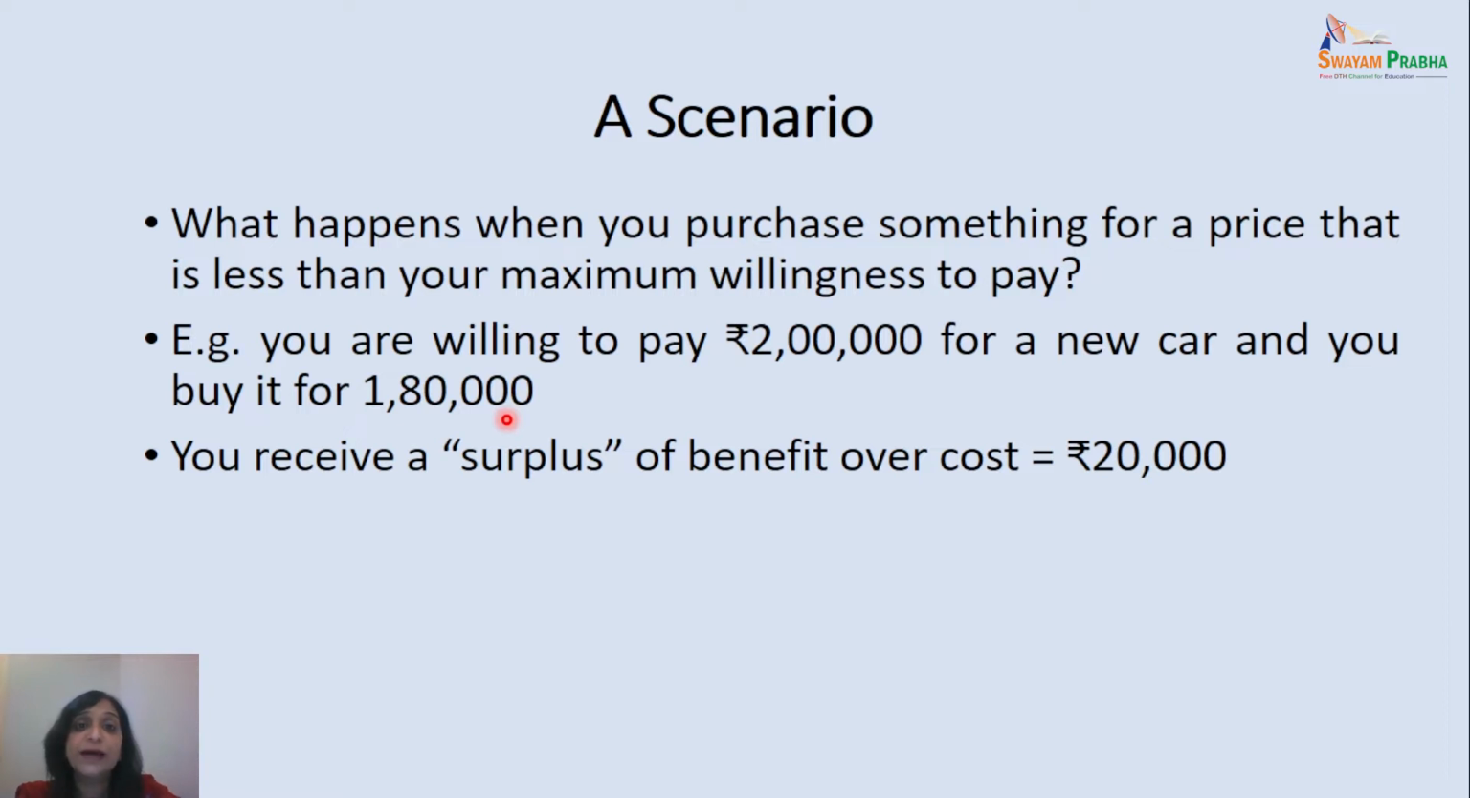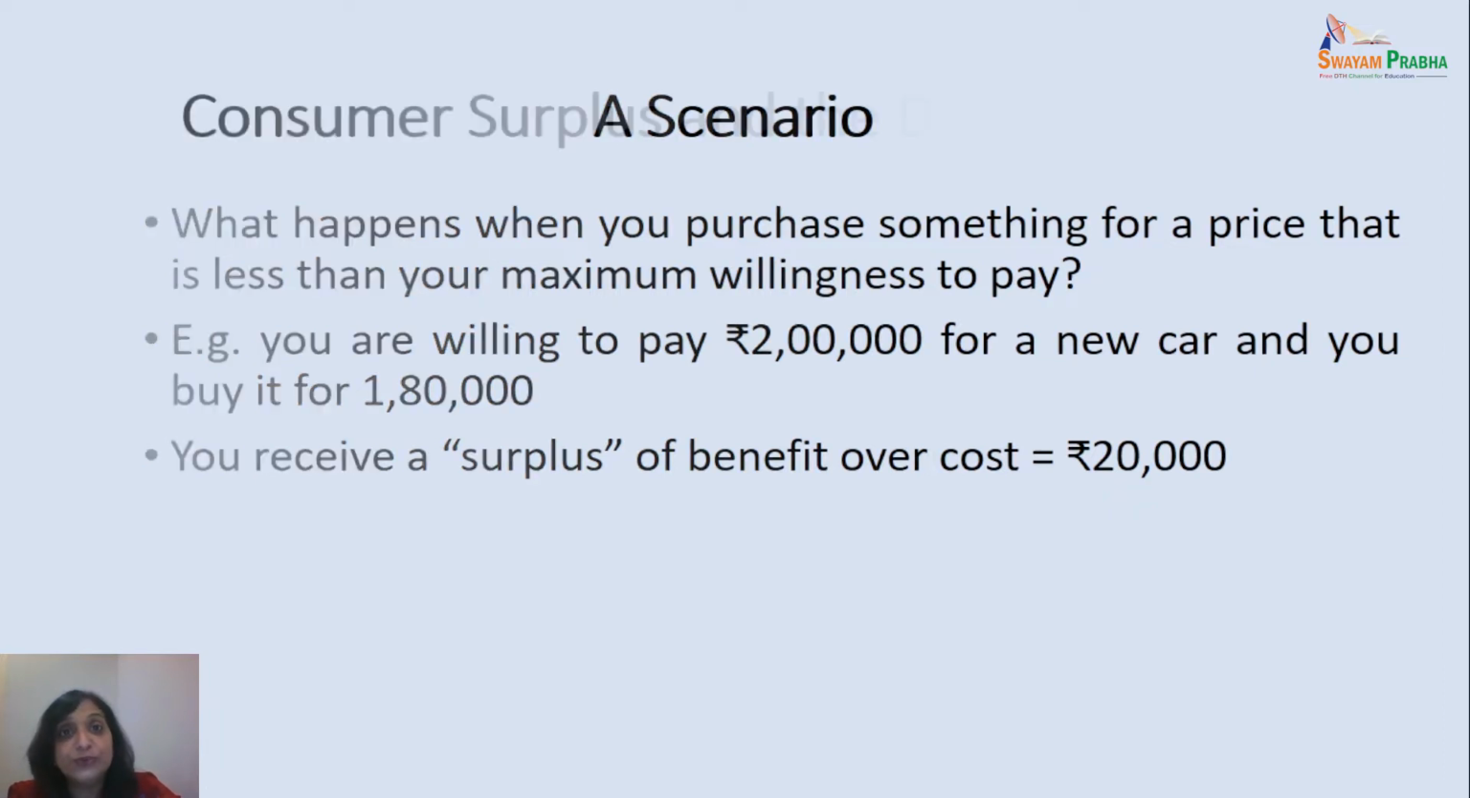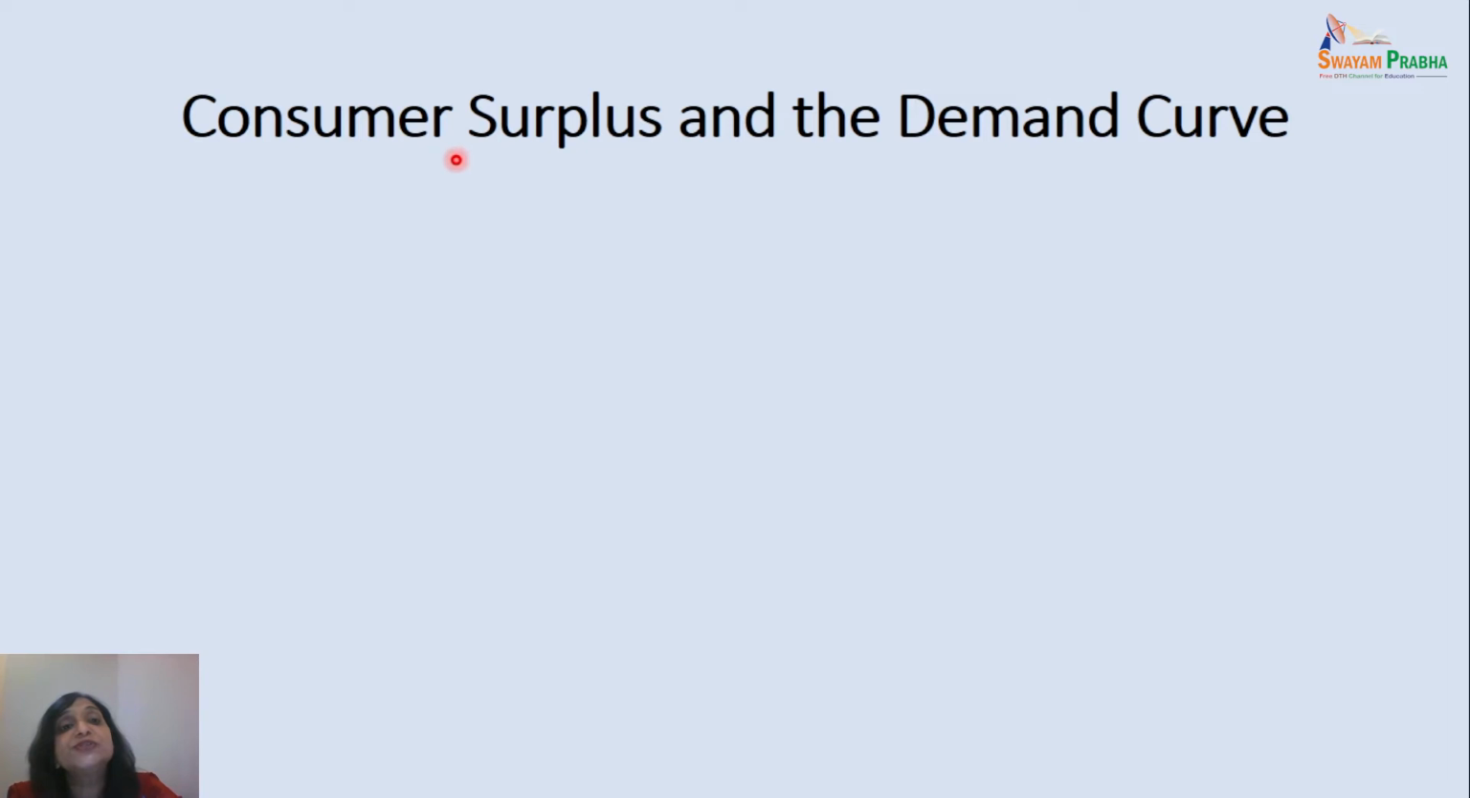What was the actual market price? Actual market price was 1,80,000. But you in your mind were willing to pay 2 lakhs. So notionally what has happened, learners, is that you have received a surplus or a benefit over the cost. And what was that benefit or surplus? It was 20,000 rupees. So in economics, this benefit which has accrued to you is defined as consumer surplus.